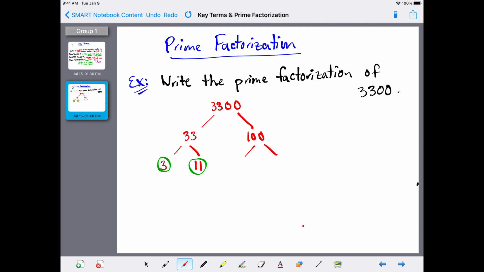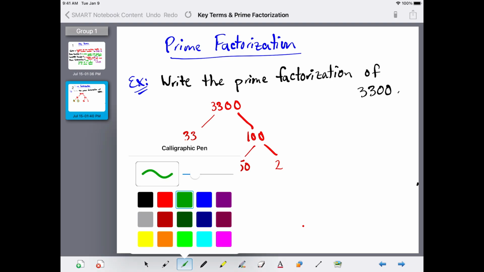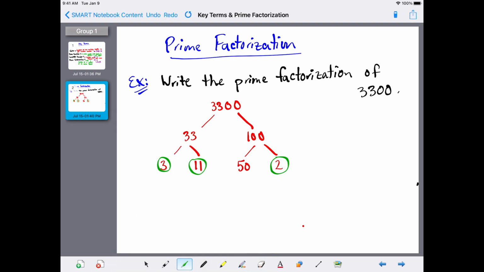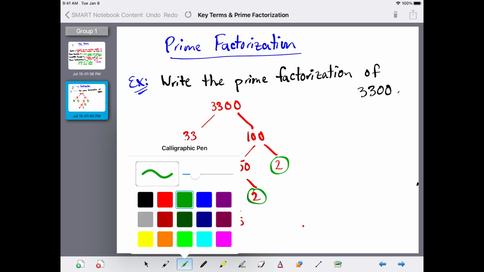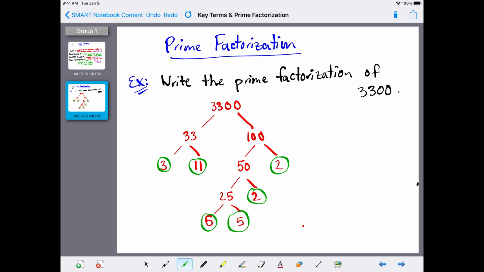So 100 is the same thing as 50 multiplied by 2. The 2 is now prime, so we can circle that. The 2 is done. The 50 we can break down into 25 times 2. So 2 is prime, so that's now finished. And then 25 we know is equal to 5 times 5. And so we're left with all of the prime factors at the end.